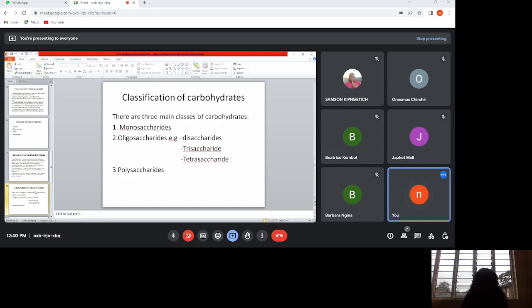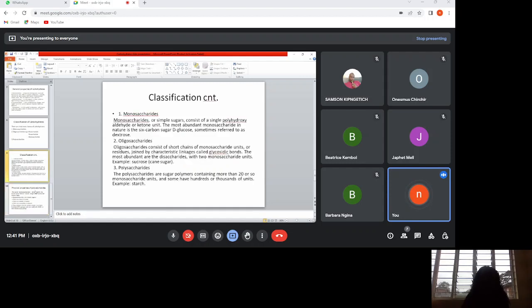Carbohydrates are classified into three main classes, namely monosaccharides, oligosaccharides, and polysaccharides. The oligosaccharides could be in the form of disaccharides, trisaccharides, and tetrasaccharides. Monosaccharides have only one sugar. Oligosaccharides have more than 2 sugars, but less than 10. And polysaccharides have sugar molecules from 10 and above.